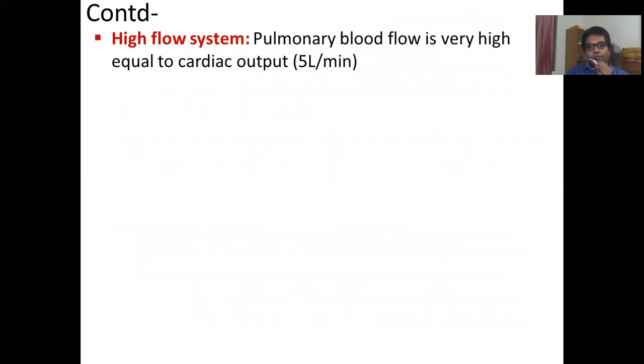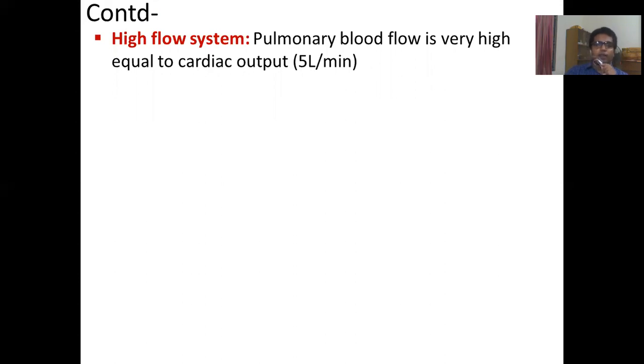Now, in the pulmonary circulation the blood flow is very high, equal to cardiac output. Every minute, the amount of blood that the right ventricle pumps into the pulmonary circulation is 5 liters, which is equal to cardiac output. As the resistance is very low, the pressure is very low, and the vessels are highly compliant, they can accommodate this very high blood flow.